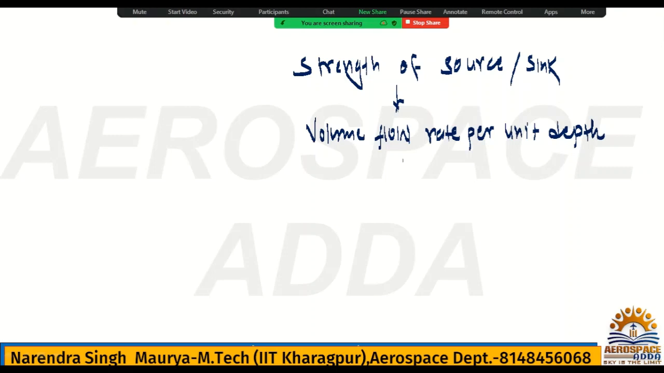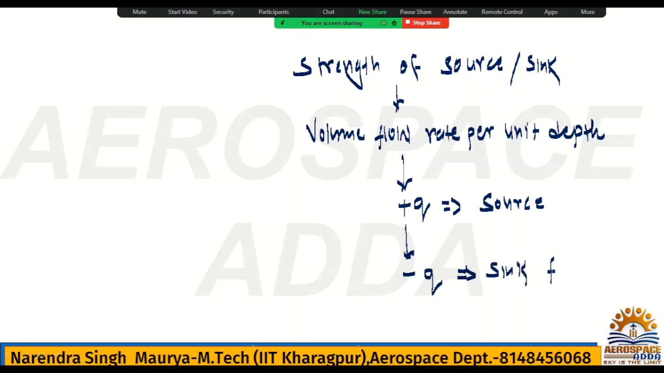Okay, it is plus q for source and it is minus q for sink flow. Okay, source flow and sink flow. I hope you all understood this till now, what I have explained. No?